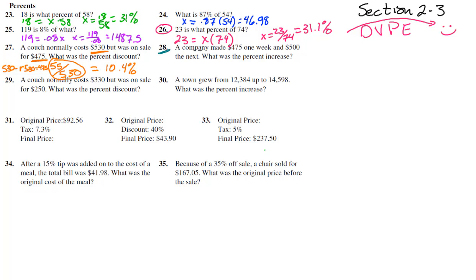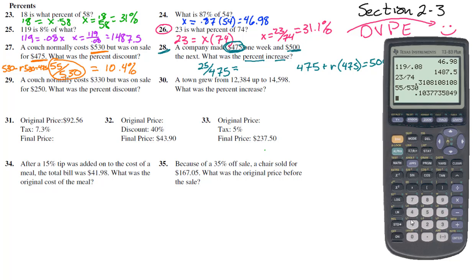Number 28. A company made $475 one week and $500 the next week. What was the percent increase? Well, we can see that the nominal increase, the actual amount, was $25, and to find the percent, it's out of $475. Now, that's one way to look at it. We could have also done $475 plus the rate times $475 equals $500. We can subtract the 475 over, we get a 25 and divide by 475. So if you want to use the formula, you can, or you can just think through it and say, oh, it went up $25 out of the original. And that's the key: you've always got to go out of the original.